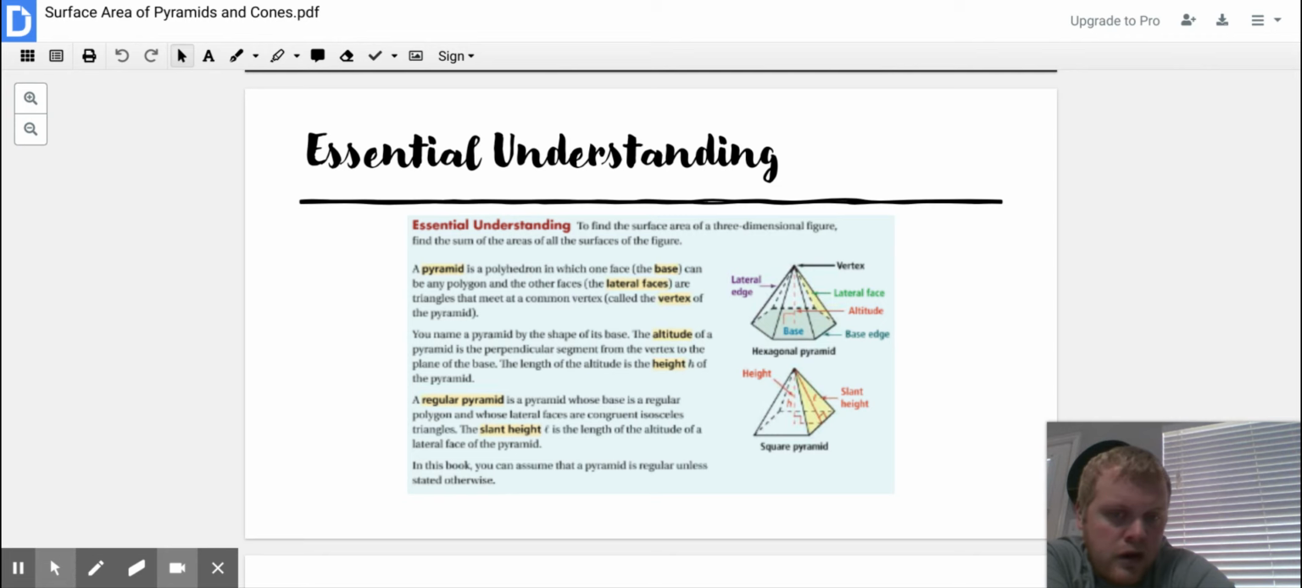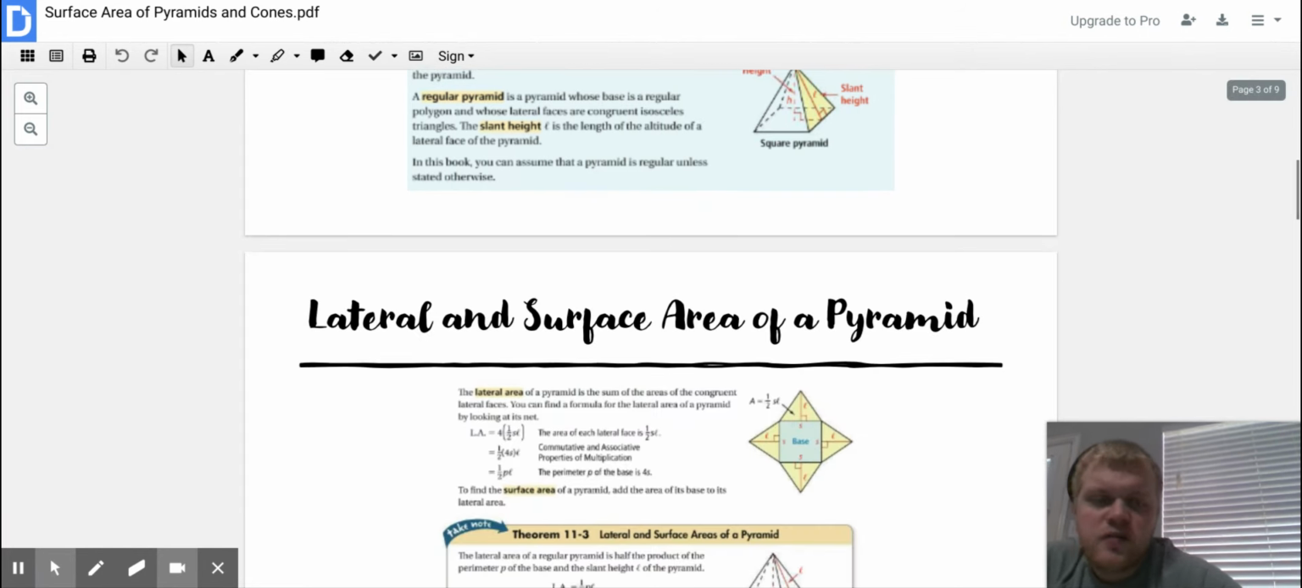The slant height, or l, is the length of an altitude of a lateral face of a pyramid. So understand that on the triangles, on the lateral faces there, the slant height goes from the vertex down to the base of the triangle there. So it doesn't go from the base of the pyramid to the vertex. It goes from each triangle. That's what the slant height is. That's going to be important here for our surface area. And then in this book, you can assume that a pyramid is regular unless stated otherwise. So all of our shapes are going to be assumed to be regular unless they tell us otherwise. A lot of information there, a lot of vocabulary.